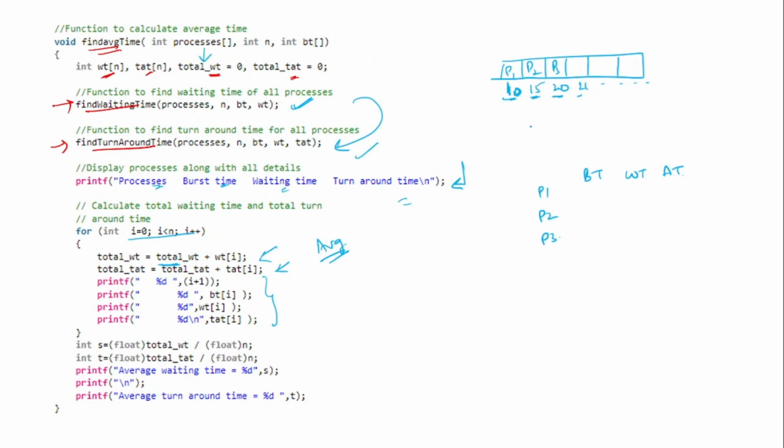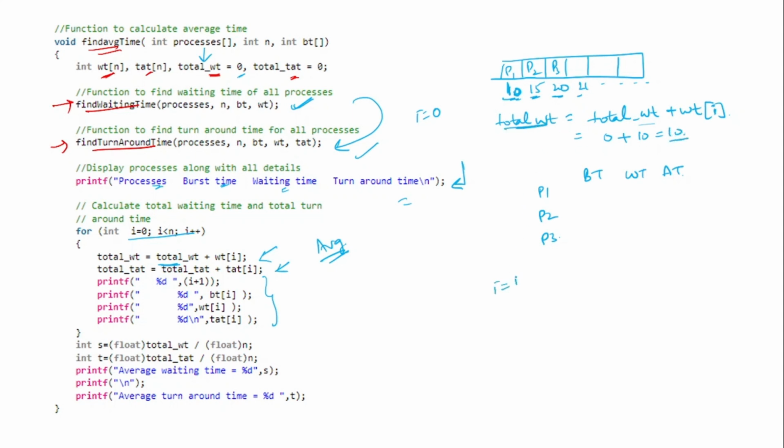So how exactly is the waiting time calculated? Total waiting time is equal to total waiting time plus WT[i], right? When i is equal to 0, and total waiting time is also 0, the first value is calculated by using 0 plus the waiting time of the ith process, which is 10. So it gives me 10. Now the total waiting time is 10.